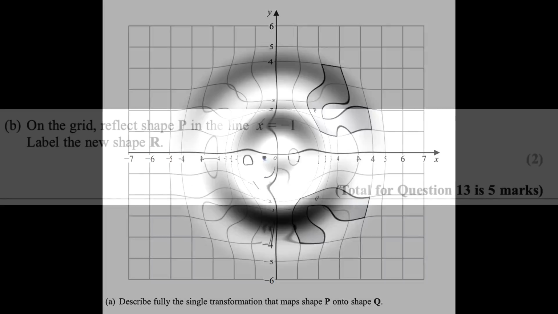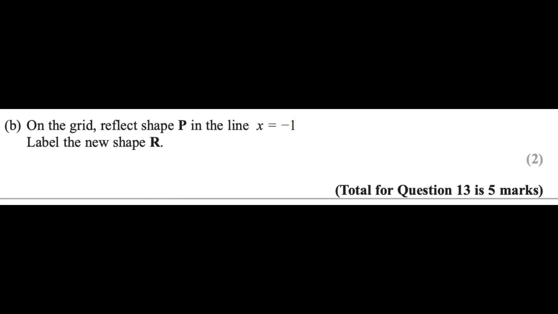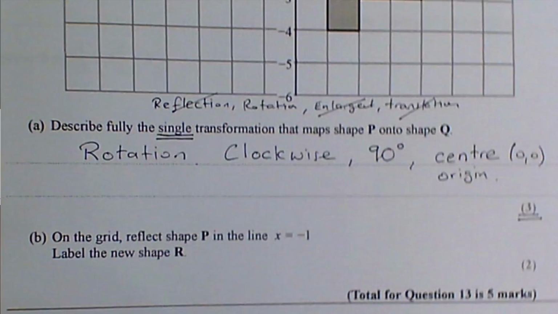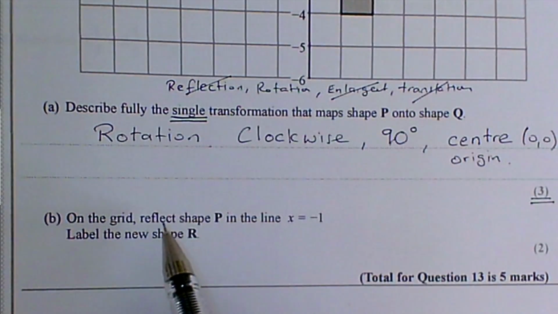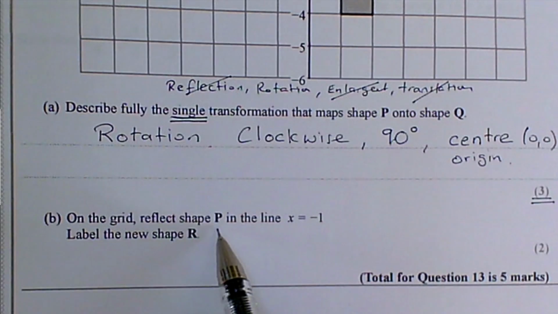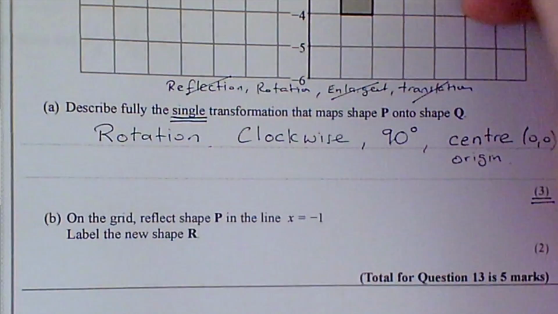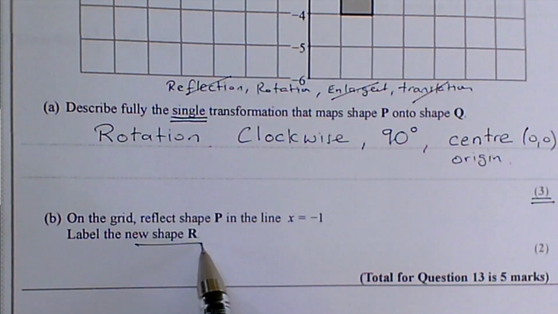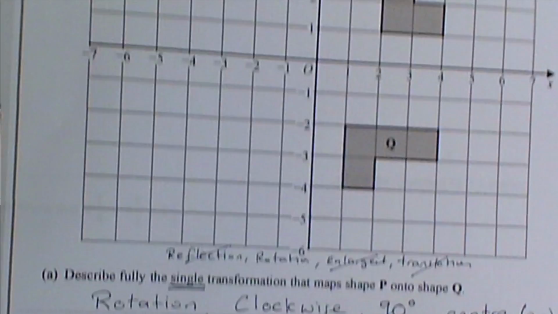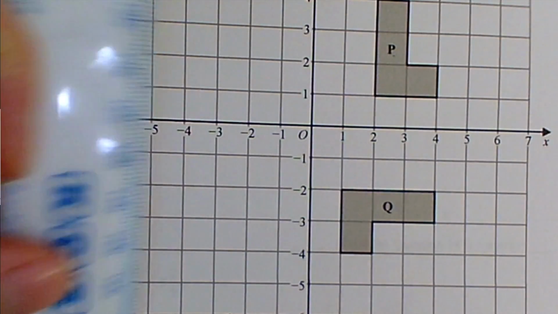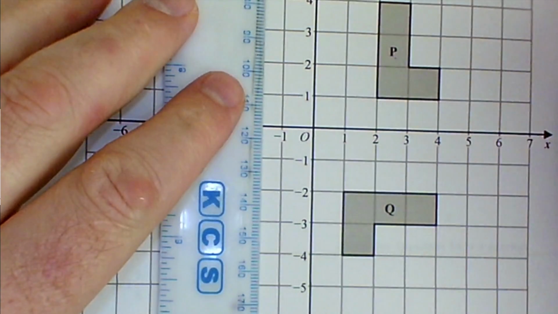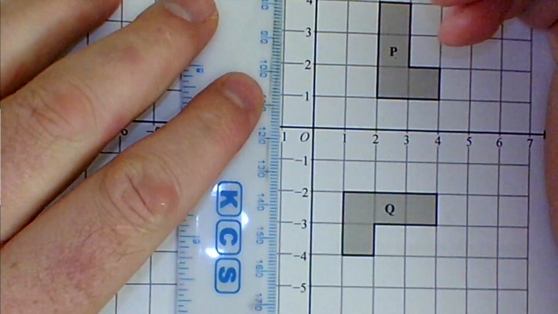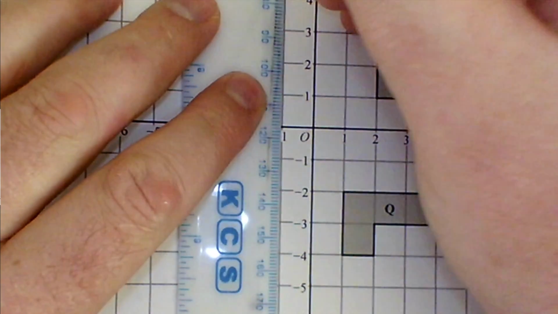Okay, so what we want to look at next is the second part. It says draw the line x equals -1 and reflect the shape P. Make sure you reflect the right one. You'll be amazed at the number of students who reflect Q. Okay, so this does say reflect P in the line. Name the new shape R. So here's my line of reflection.